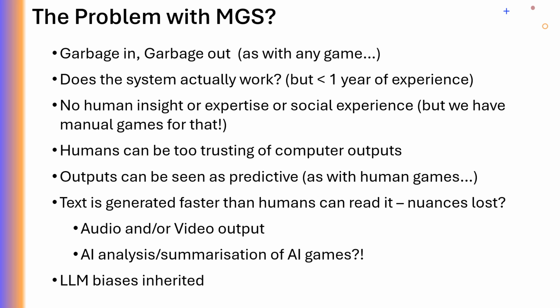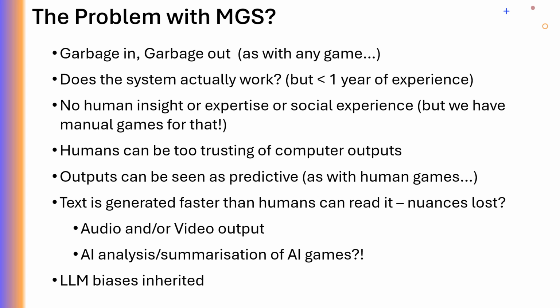And related to that, outputs can be seen as predictive. This is what we found in the Matrix game. This is what we think is going to happen. That's not how these games should be treated. They just give you one possible outcome for a particular scenario, but it's certainly not a prediction that is the outcome that's likely to happen.